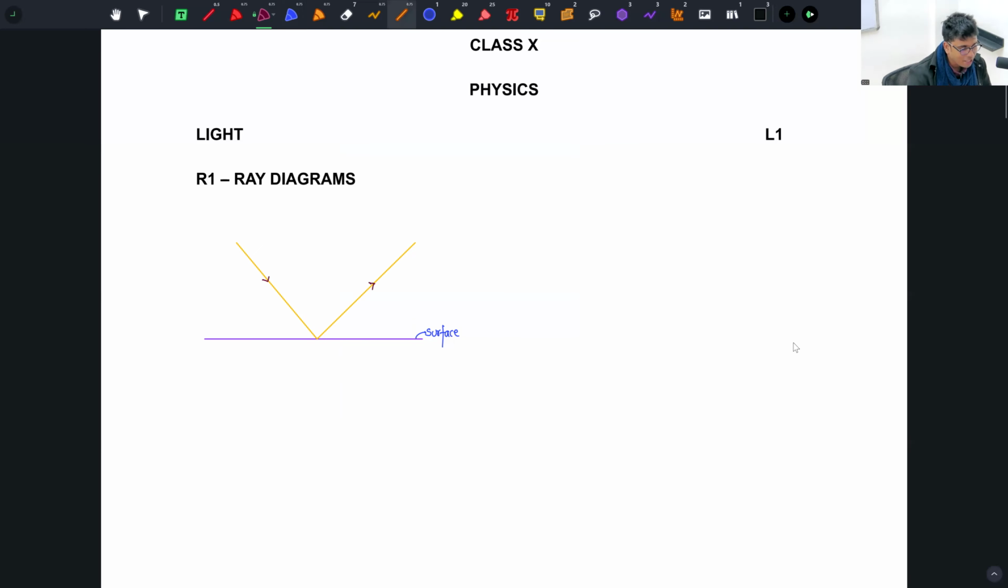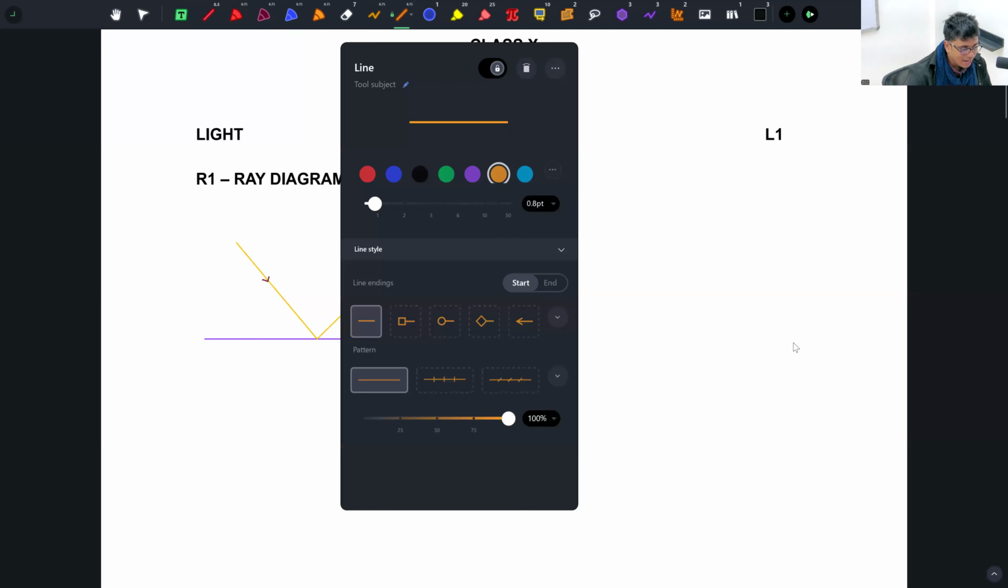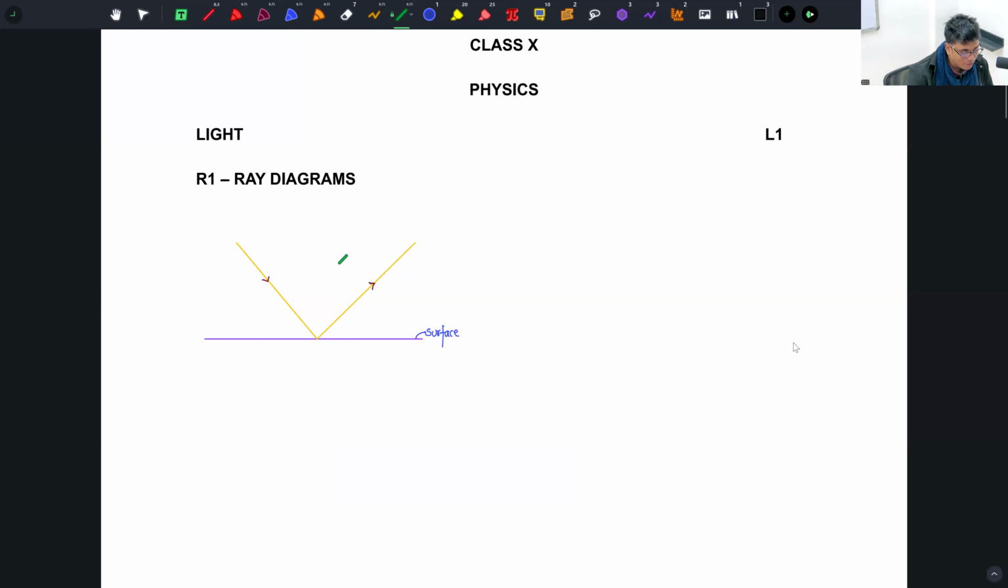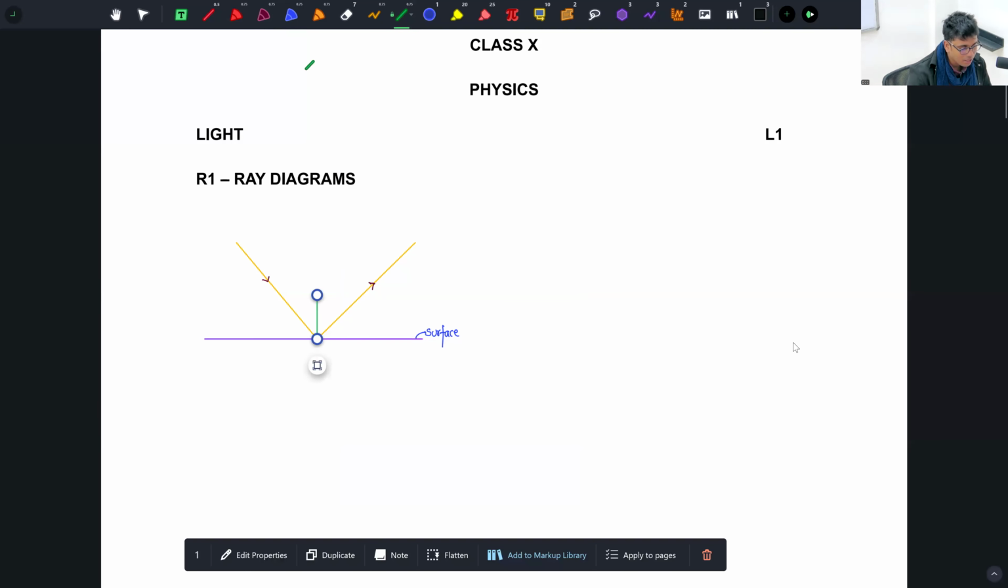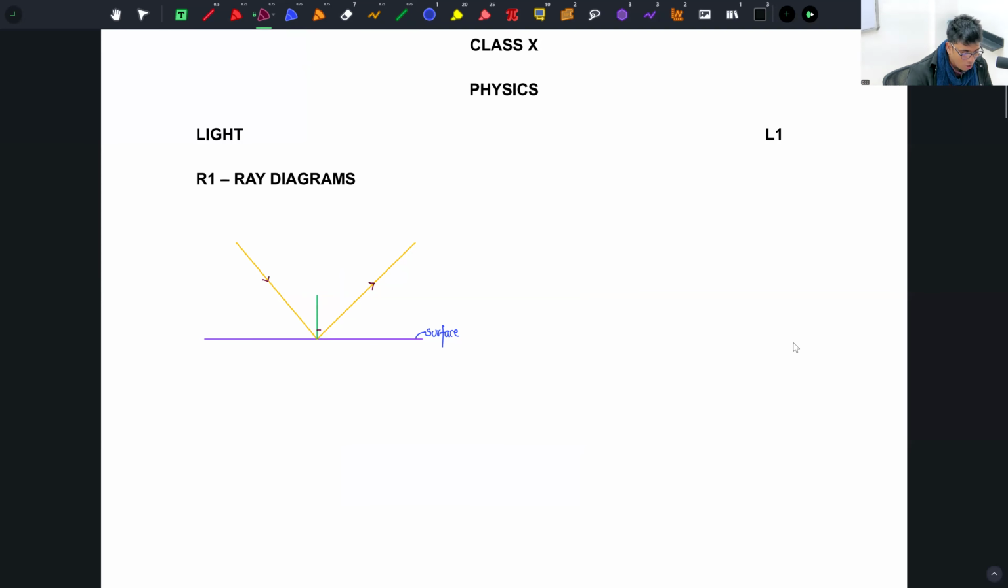Now, if at this particular point I make a 90-degree, this is what we call a normal. Now, you don't have to think of normal as a concept of specifically light. This is a mathematical concept. For any point, a tangent will be formed from that point, and a normal will be formed. If there is a point, then from that point there will always be a tangent, and perpendicular to that tangent there will be a normal.